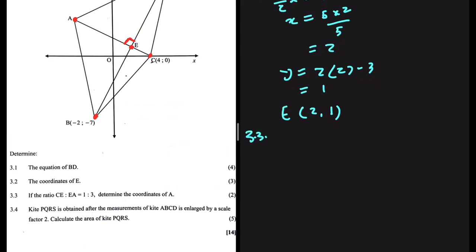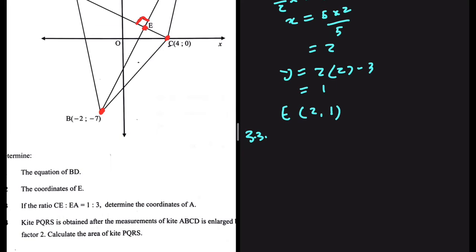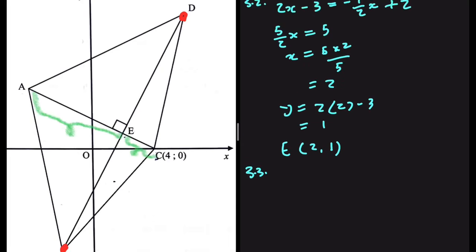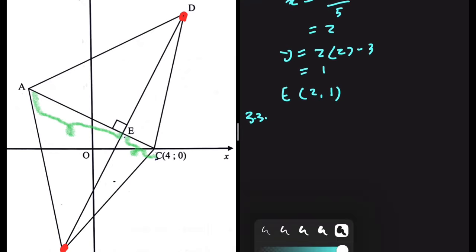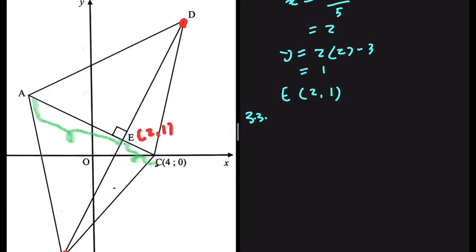3.3. If the ratio CE is to EA is equal to 1 is to 3, determine the coordinates of A. That is not too difficult. Let's see what we can do. So E is to C and A is to E, we have 1 is to 3. So let's play around with these numbers. The coordinates of E, we have 2 and 1. We want to find the coordinates of A.